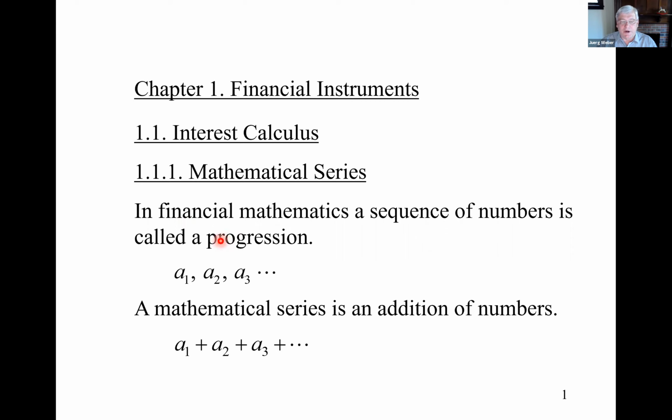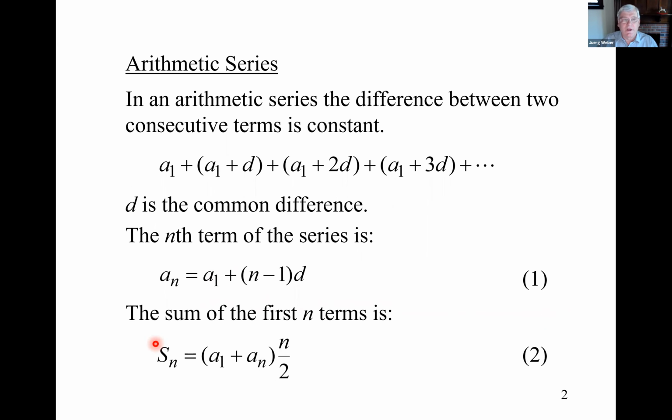Distinguish between a progression and a mathematical series. A progression is simply a sequence of numbers, A1, A2, A3. In a mathematical series, those numbers are added up. So a mathematical series is actually an addition of numbers. There are many types of series with different properties. In financial mathematics, in particular, arithmetic series and geometric series are important.